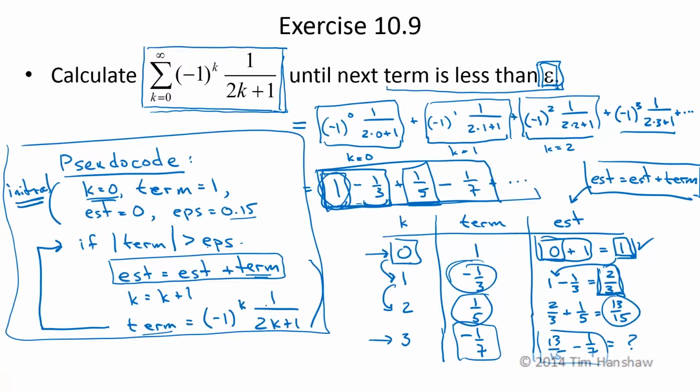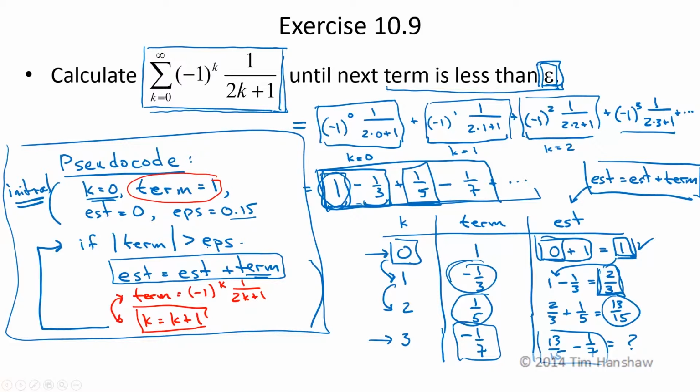Now there's nothing special about this process. I could do things a little bit differently if I like. For example, I could exchange the order of these two commands here. So I could say first, term is equal to -1 to the k times 1 over 2k plus 1, and then I could increment k. Since I'm adding 1 to k after I calculate term, and since my first term is still 1, what I'm going to have to do in this case is start out k at 1.